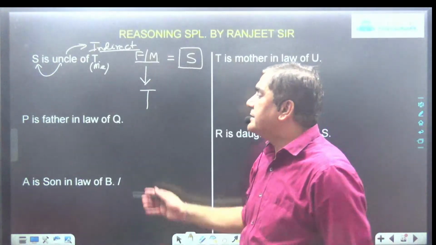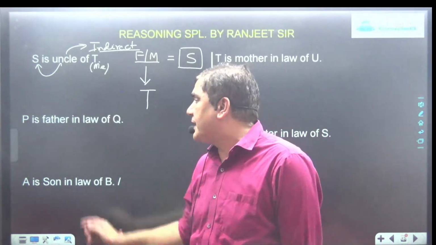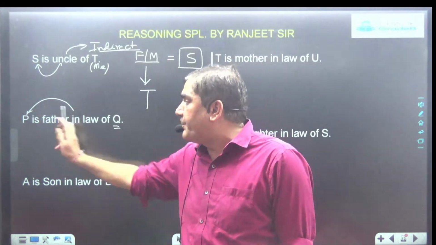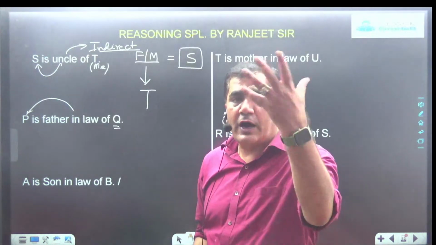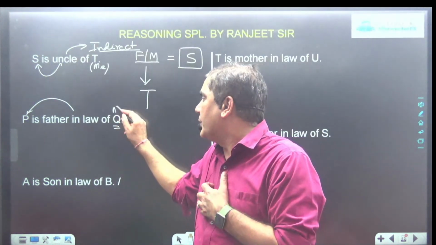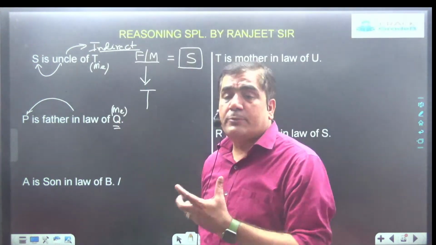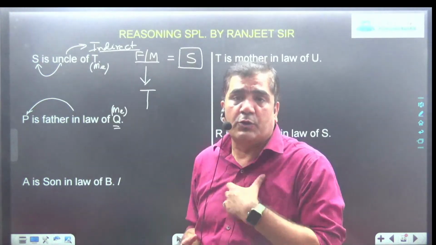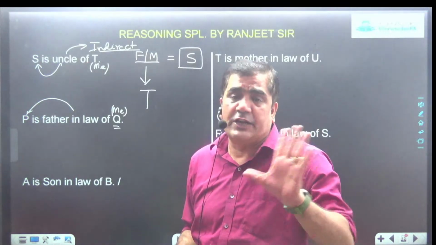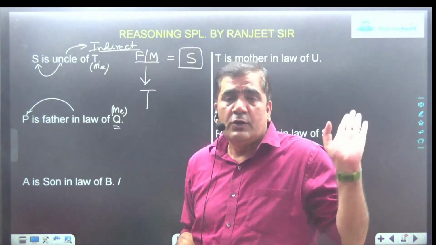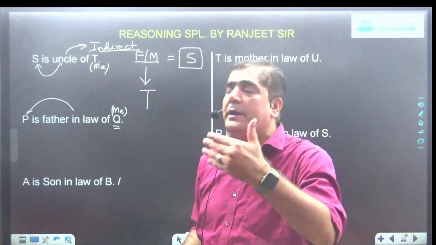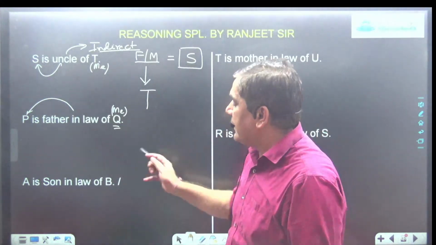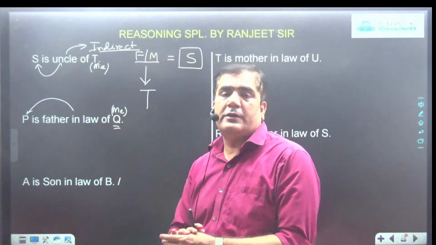Just see, P is the father-in-law of Q. Who is father-in-law? P is the father-in-law of whom? Q. So since P is the father-in-law, I will assume myself as Q. Assuming myself as Q means I am Q. It never means Q will be male. Gender you should not assume. Always assume yourself to be Q, but don't assume the gender. So I will say I am Q, now my father-in-law is P.